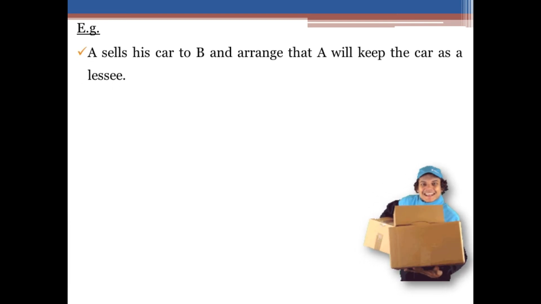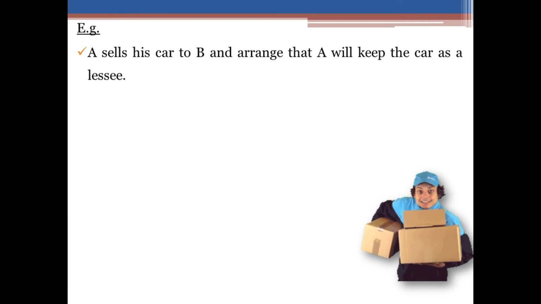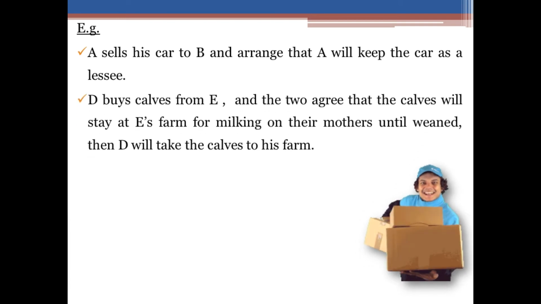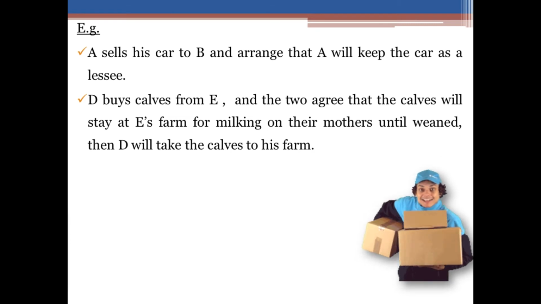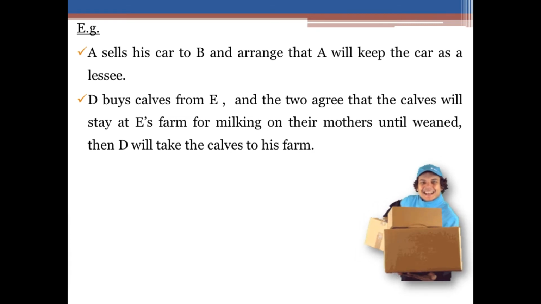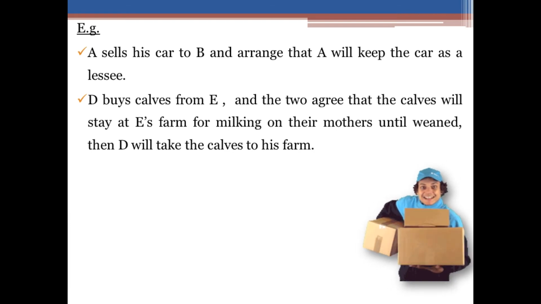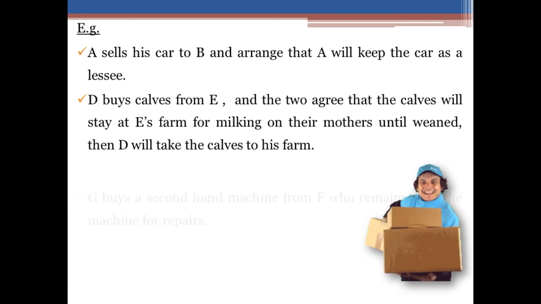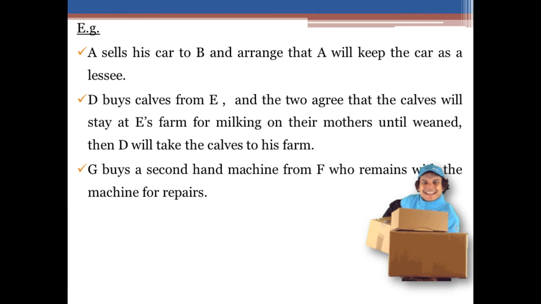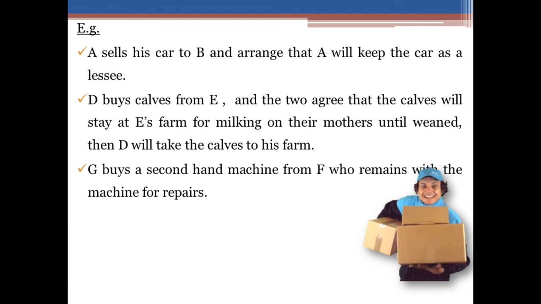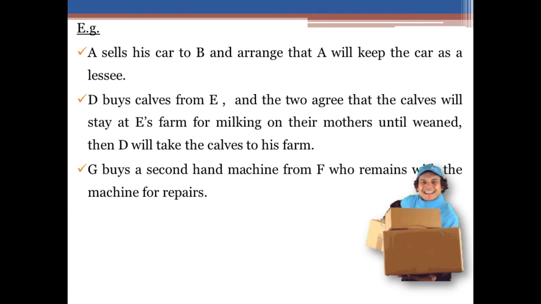For instance, A sells his car to B and arranges that A will keep the car as a lessee. Or D buys cows from E and the two agree that the cows will stay at E's farm for milking on their mothers until weaned. Then D will take the cows back to his farm. Or G buys a second-hand machine from F, who remains with the machine for repairs.